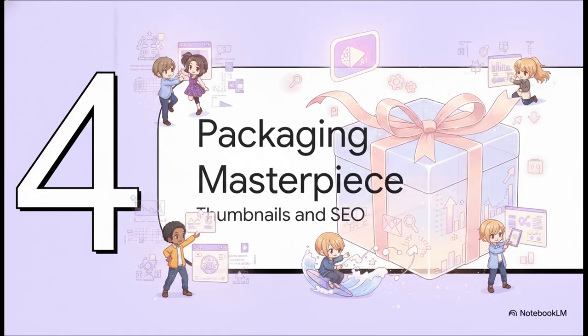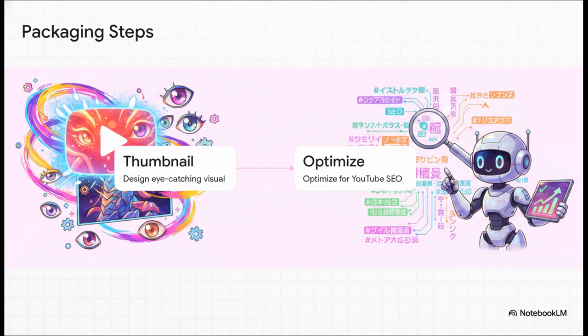All right, let's get into section 4, packaging your masterpiece. So, creating the content, that's really only half the battle. If you don't package it right, nobody is going to click on it. Packaging comes down to 2 final pre-published steps: designing an eye-catching thumbnail and optimizing for YouTube. These steps are crucial because they ensure the algorithm actually understands your content, and more importantly, they make sure real people choose your content out of a massive sea of other options.